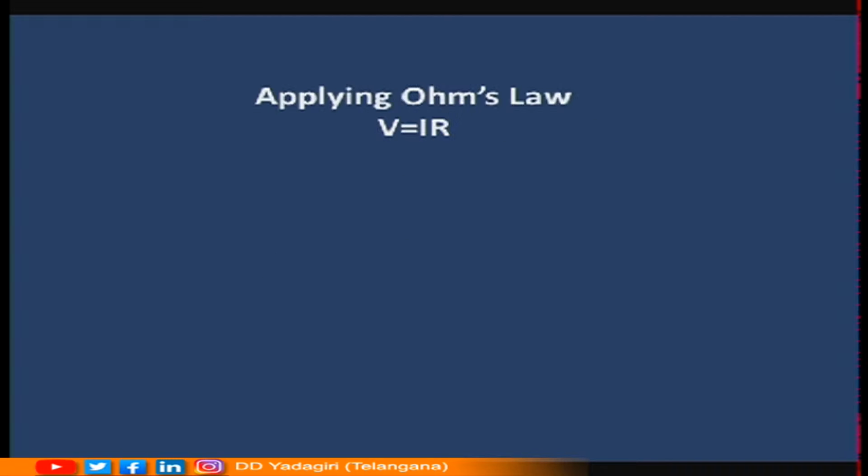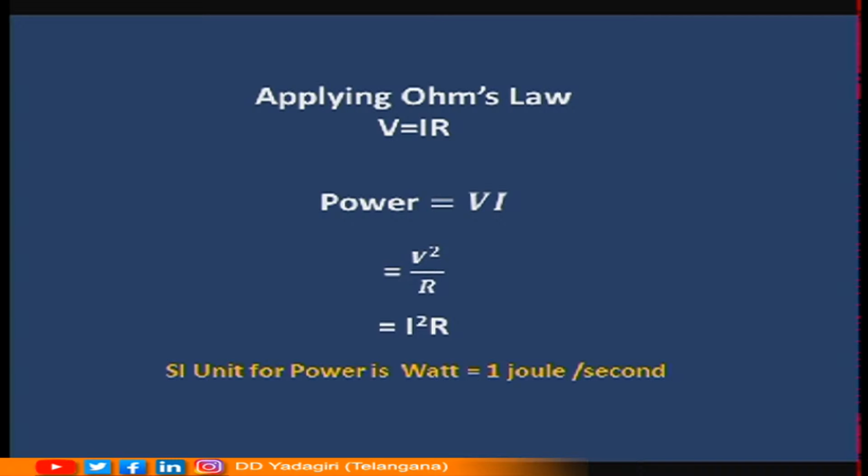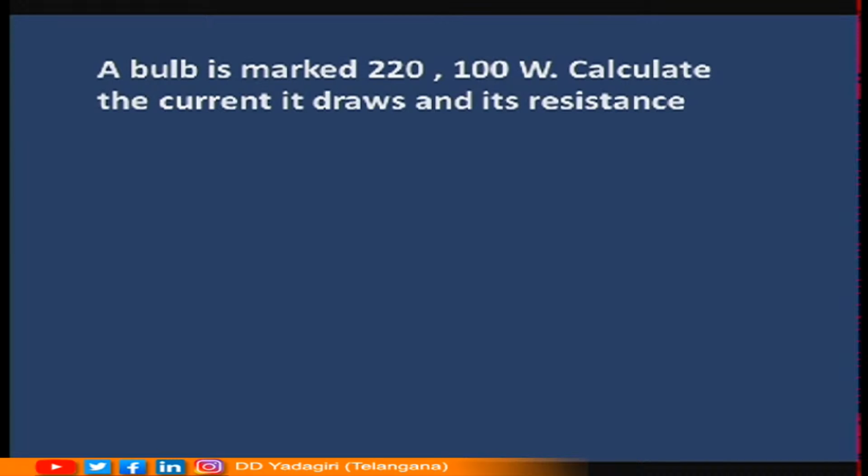Applying Ohm's law, V equal to IR, we have power is equal to V square by R and I square R. SI unit for power is watt, that is 1 joule per second. Children, we have many devices used at home. Each device will draw some current and use some power, that is it will consume electrical energy every second. So, let us look at an example. A bulb is marked 220 volt and 100 watt. Calculate the current it draws and its resistance.